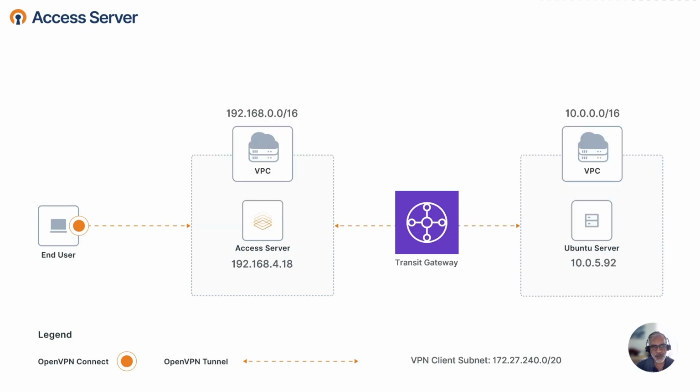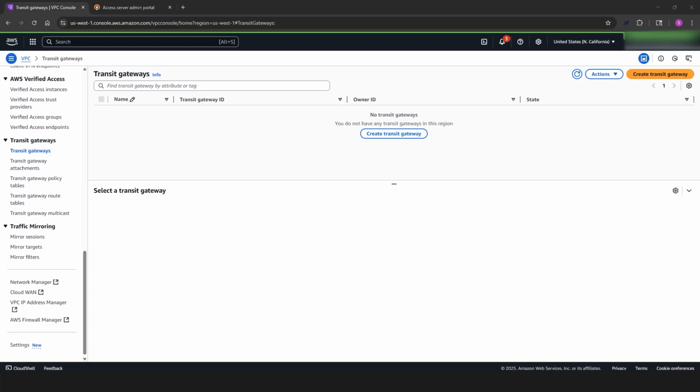There is some information we will need for this process. First of all, we need our VPC's subnets for each one of them. We also need our VPN client subnet, which I'm going to show you in a minute how to get. And obviously, we need the IP address of our access server and Ubuntu server to test this.